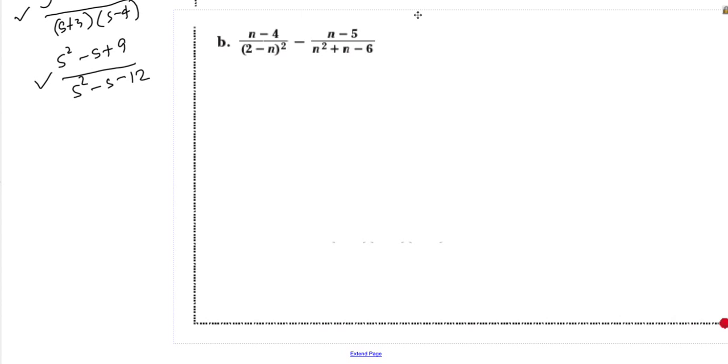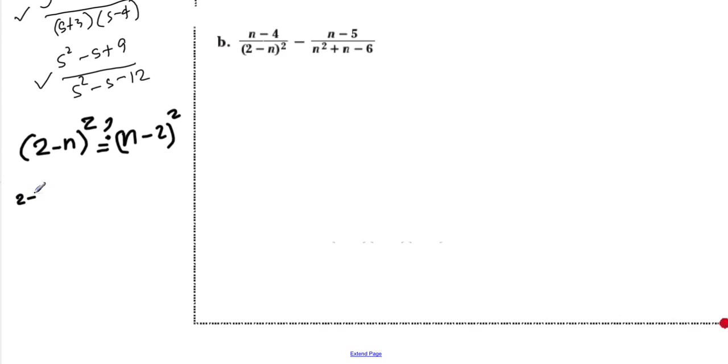So you want to find the LCM. Take note of this because this is very important and something that you will encounter when you have 2 minus n squared and n minus 2 squared. Are they equal to each other? Let's find out. So 2 minus n squared is the same as 2 minus n. Sorry, let me make my lines thinner so it's going to save space.